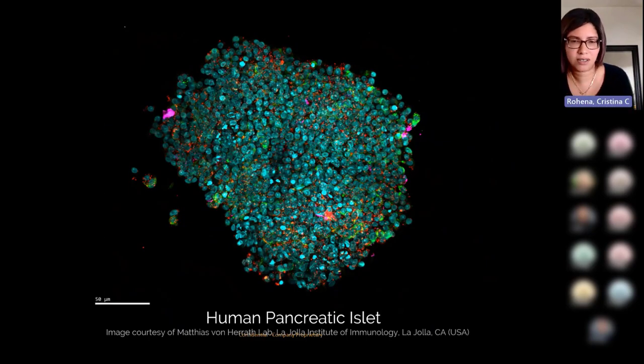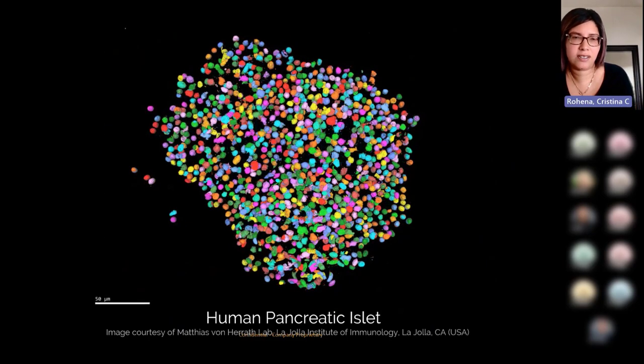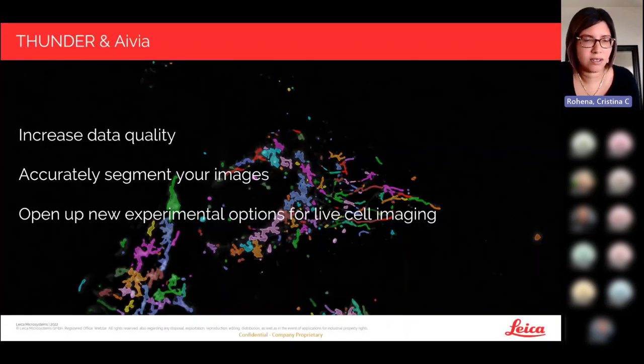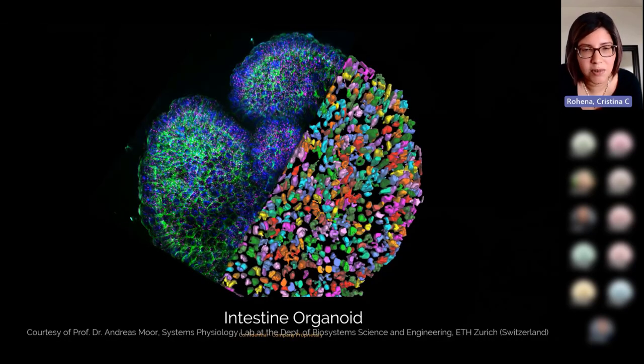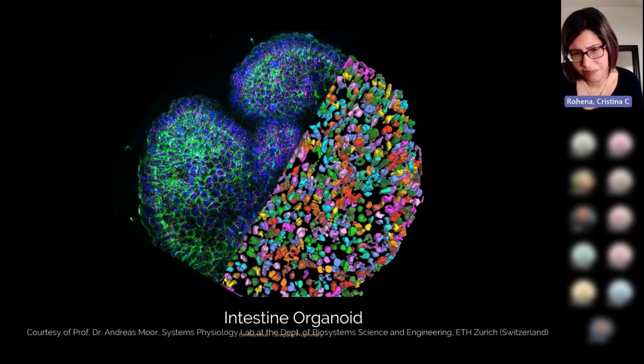This is better illustrated in the whole islet here, as you can see how easily you're able to segment out each of the nuclei of that image. So with Thunder and Aivia, you really can increase your data quality. You can accurately segment your image and open up new experimental options for live cell imaging. These are just a few examples of some applications that were done of Thunder in combination with Aivia.